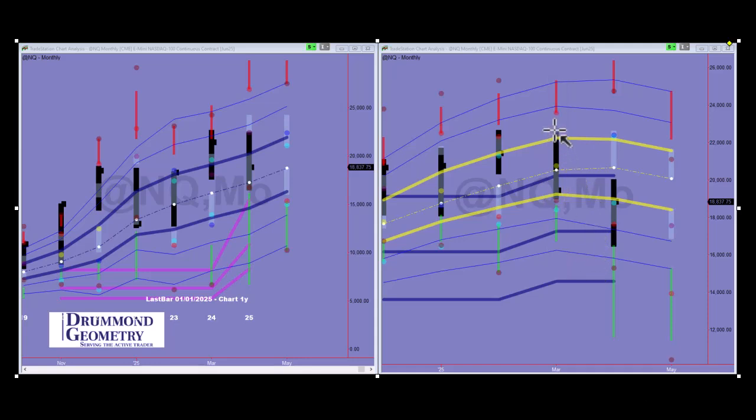And now we see a Drummond line. This one is called a 6-5. So in the old days, the PL dots were drawn in between the bars.